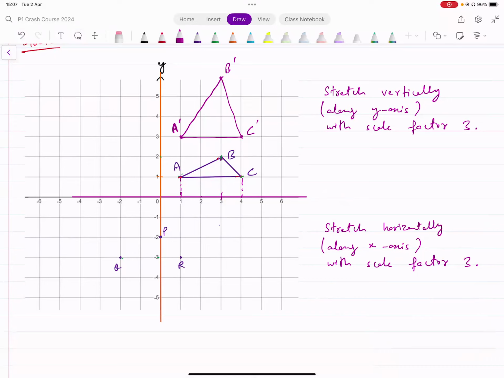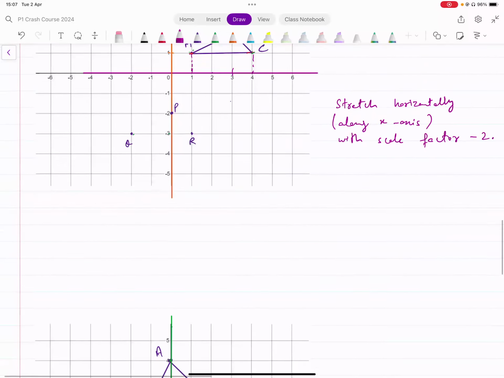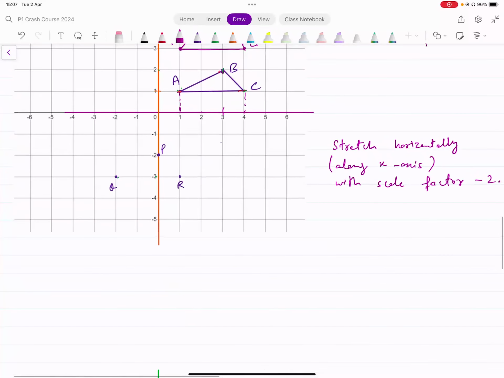That means along x-axis with scale factor. Let's say now we have -2. Now you could have a scale factor of negative as well. So let's say we have -2 as the scale factor. Now remember in enlargement, what used to happen with negative scale factors? Does anyone remember that? If this was the center of enlargement and you had a triangle here and the scale factor was -2, what would happen? Where would this diagram go?